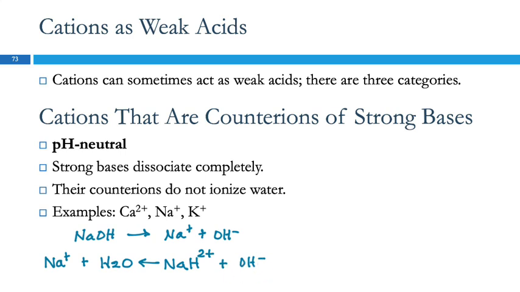So we looked at the anions. If they were related to a strong acid, they didn't act as a base. Here, the cations, if they are related to a strong base, then they are not acting as acids. So this is pH neutral. I think that was more confusing than just reading the slide. If this thing looks weird, it's definitely not going to happen.